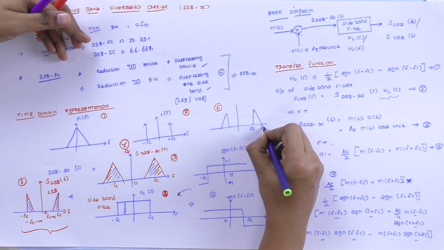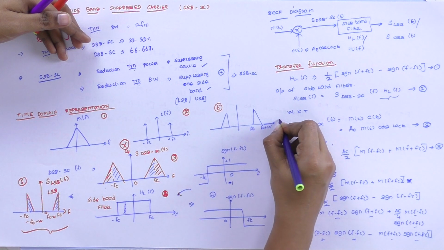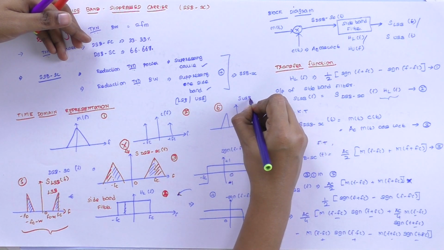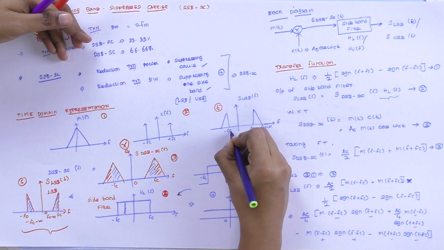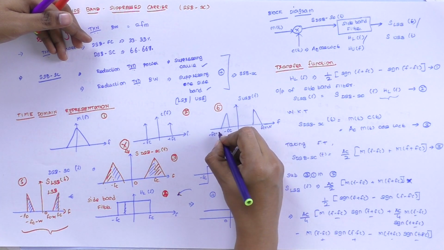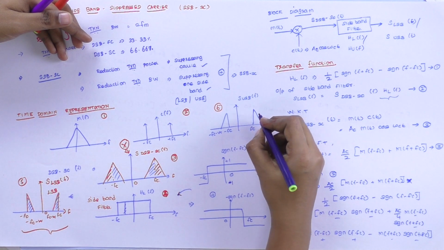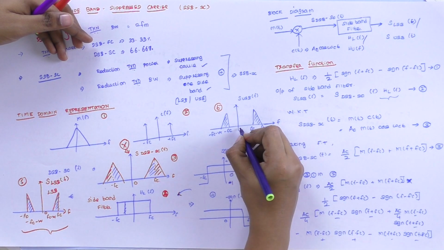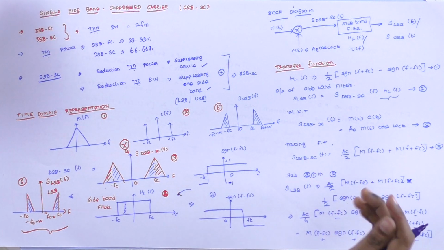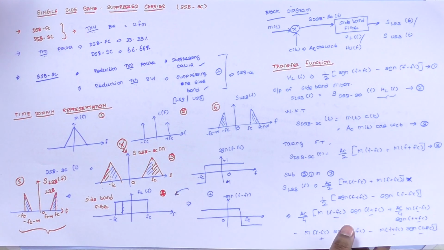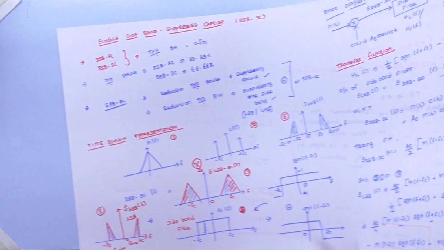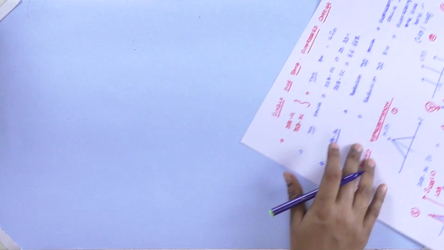So this is FC plus W. This is the frequency domain, but F is of upper sideband. So minus FC minus W for upper sideband, 0 center frequency. Now we are going to see the generation and demodulation, generation and detection of single sideband suppressed carrier.